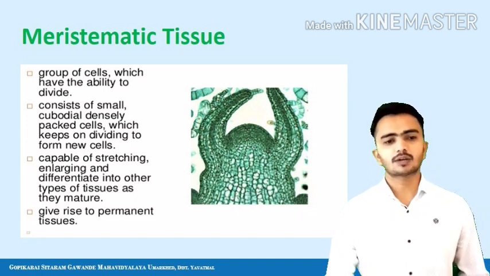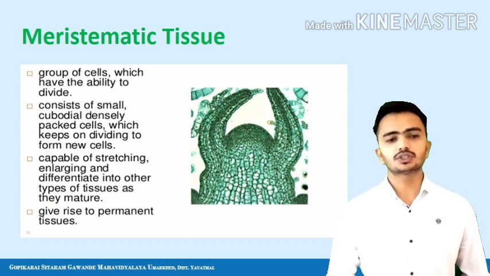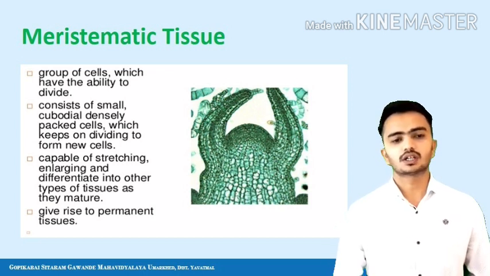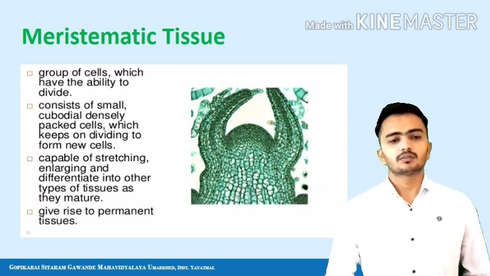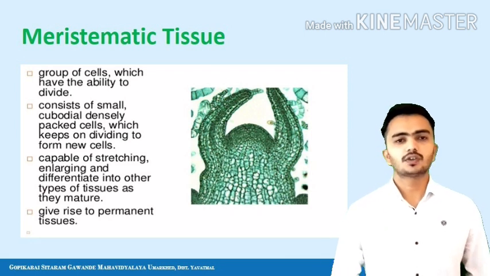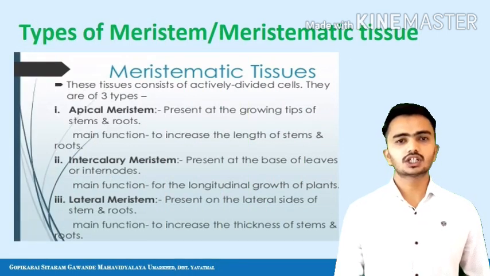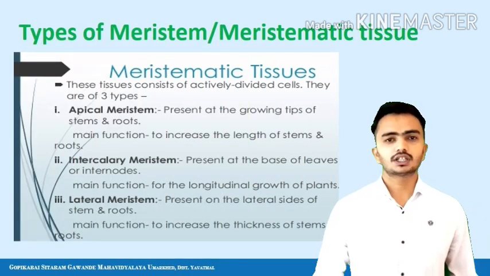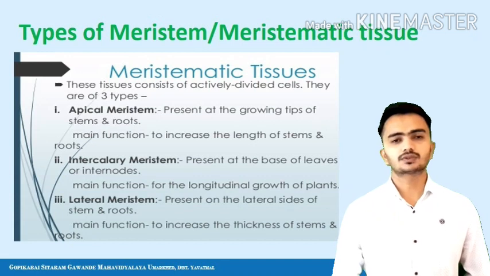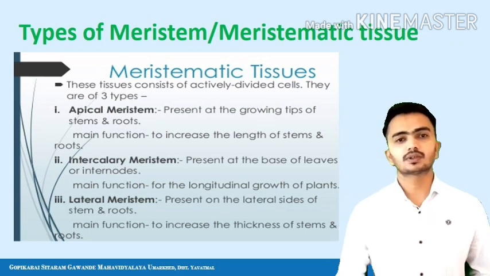Then these cells are capable of stretching, enlarging and differentiating into other types of tissues as they mature. And these meristematic tissues give rise to permanent tissue after the differentiation process. If we see the types of meristem, based on position, it has three types. First one is the apical meristem, second is the intercalary meristem and third is the lateral meristem, that we will see one by one.